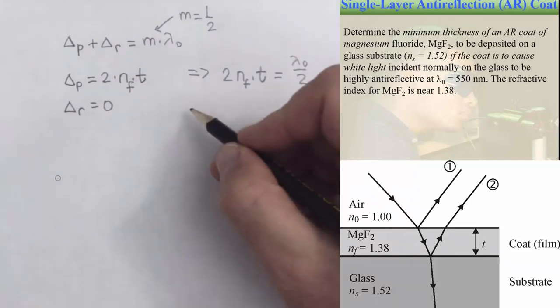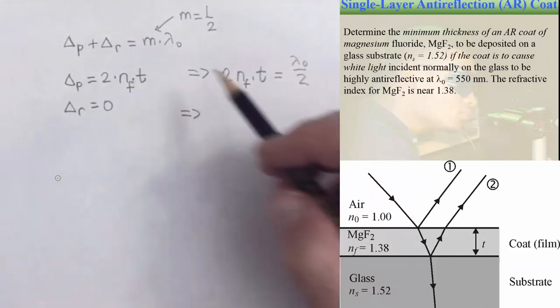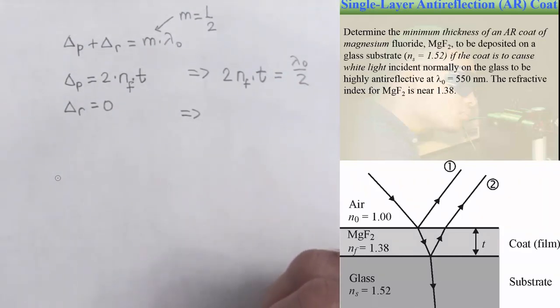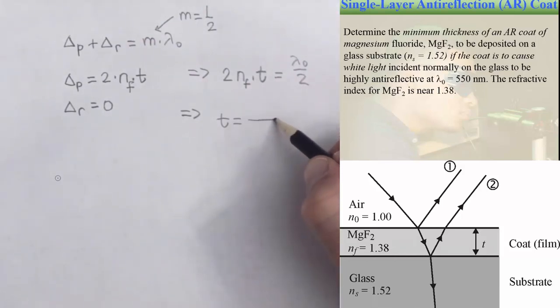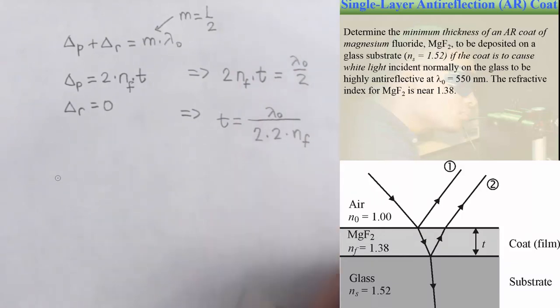And then from here we can get the minimum thickness. Here we obviously assume that m is the lowest possible for the destructive interference, which is m equal to 1/2. So from here we can extract the thickness and come up with the following formula: lambda sub 0 over 2 times 2 times n_f.